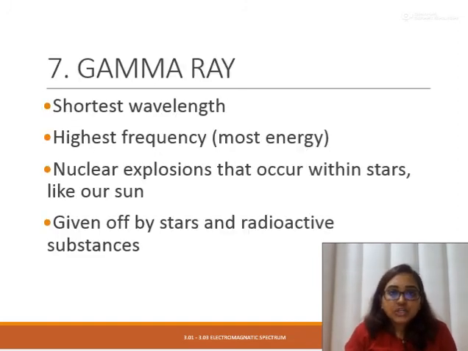The last radiations on the electromagnetic spectrum are the gamma rays. These gamma rays possess the shortest wavelength, but they have the highest frequency and hence the most energy. Nuclear explosions that occur within stars like the sun produce gamma radiations. Gamma radiations, since they possess the most energy, are very harmful to human beings.